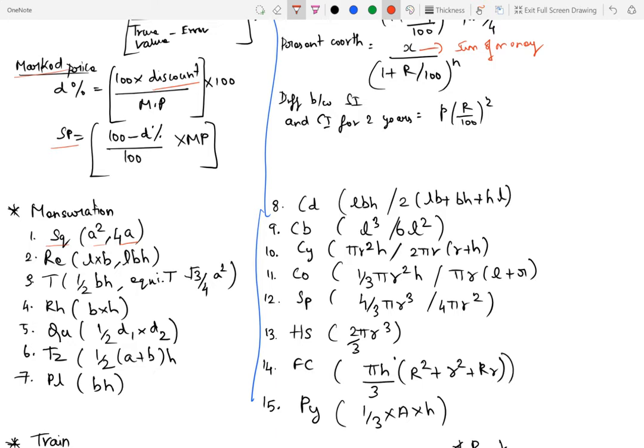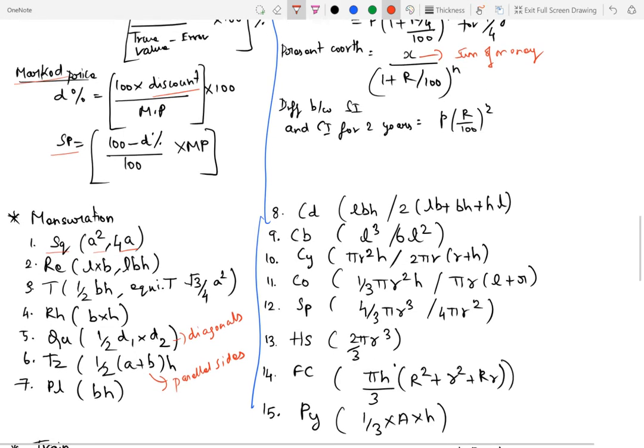Triangle, rhombus, quadrilateral, trapezium, so half into A plus B the whole into H. So what is this? A plus B is nothing but parallel sides. Okay, so this one is parallelogram, so it's nothing but breadth into height. Okay, in quadrilateral, half into D1 into D2, it's nothing but diagonals.